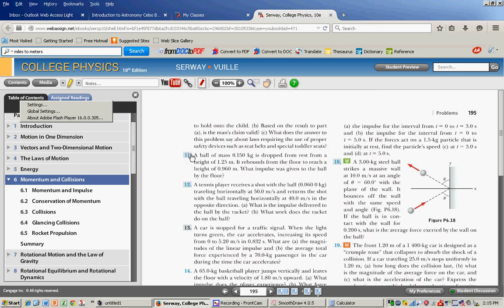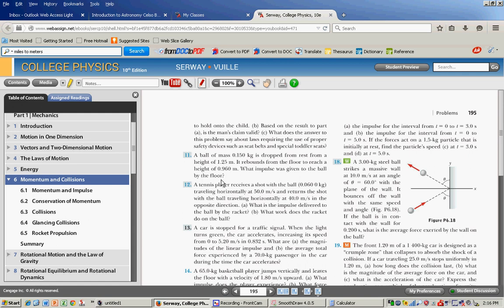Let's take a look at this problem number 11. You have a ball of mass 0.15 kilograms that is dropped from rest from a given height. So keep thinking, keep drawing the problem in your mind, because that's how I start the problem. I do a little sketch of it. It rebounds from the floor to reach a height of 0.96 meters. What impulse was given to the ball by the floor?